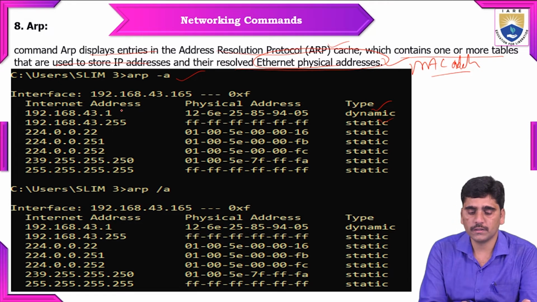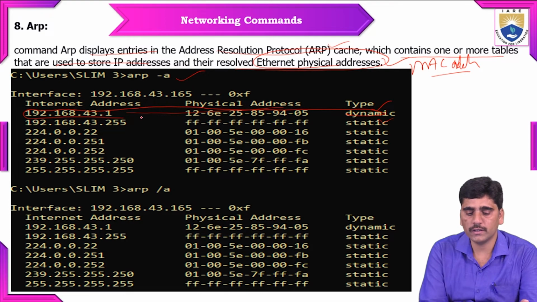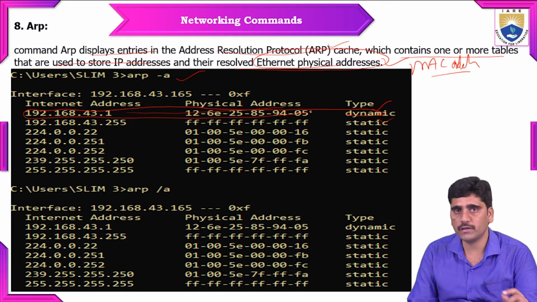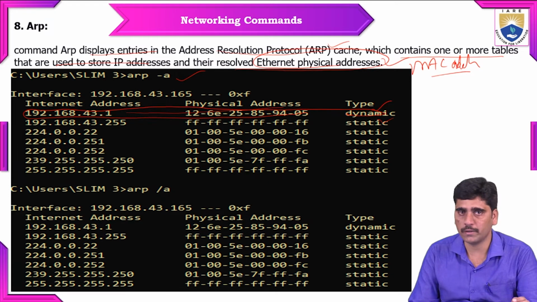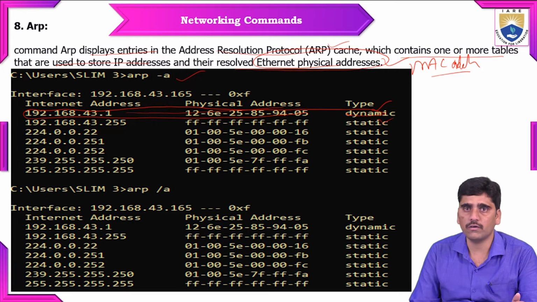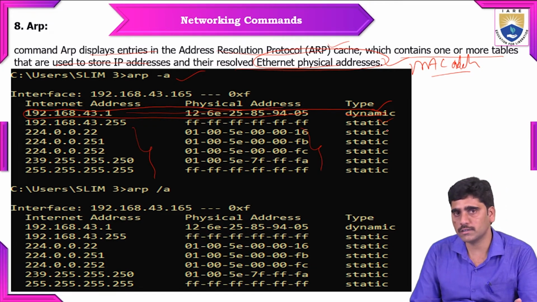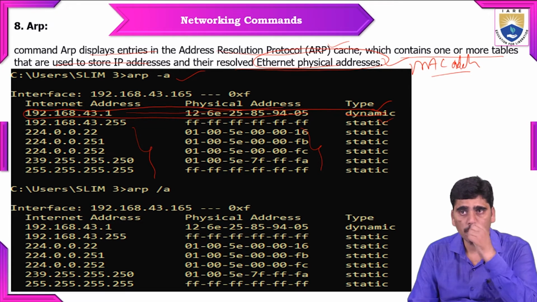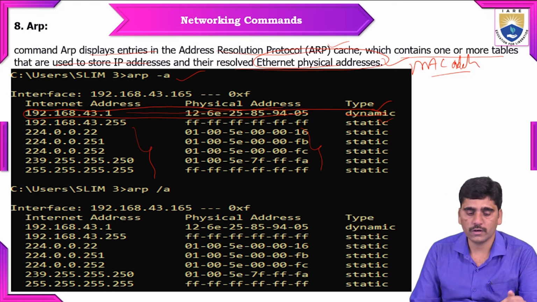So this first one is dynamic because it was identified by the system, so it is a type that can change on its own. And the remaining internet addresses and physical addresses are static. Because they are static, we are not able to change or modify them. So that is how you can understand the ARP command.